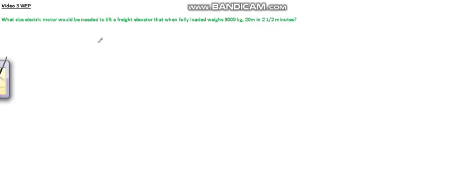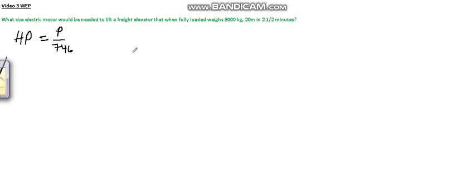So the first thing you want to do is look at what the question is asking us. The question is asking, what size electric motor? And how do we measure motors? We measure motors in horsepower, right? So then we go, okay, what is the formula for horsepower? The formula for horsepower is power in watts divided by 746. Okay, so that's fairly simple.